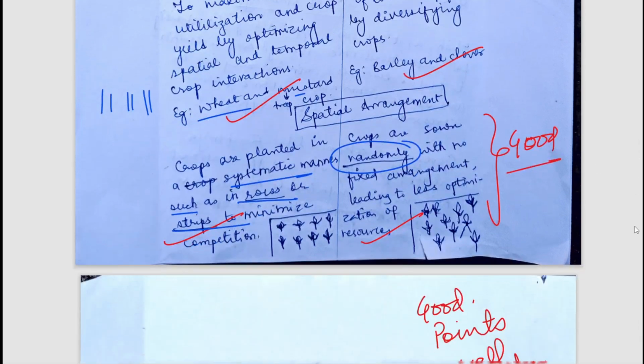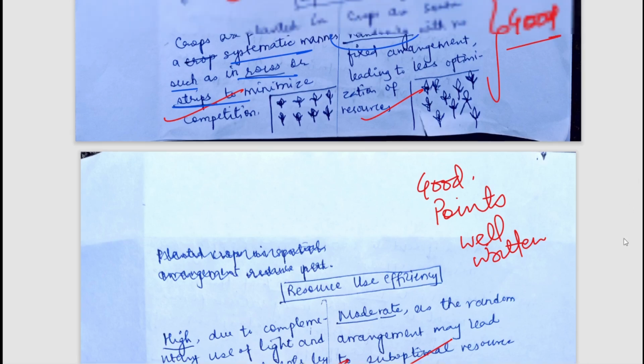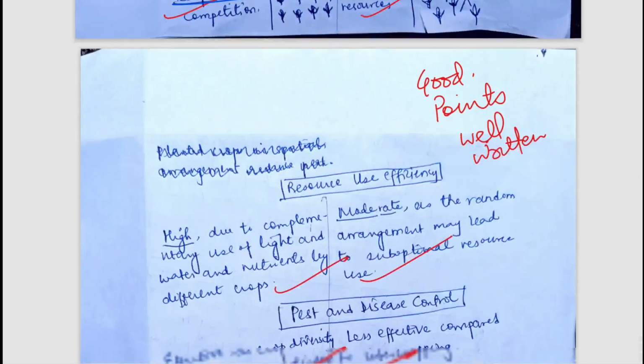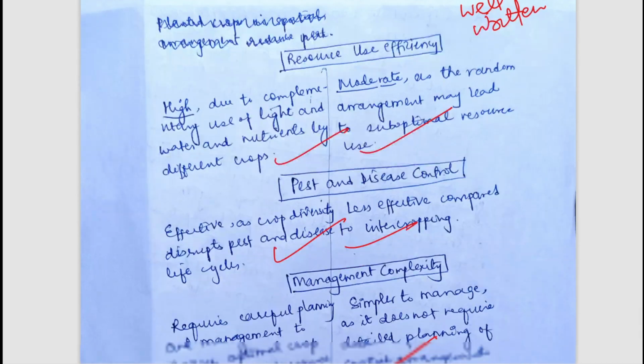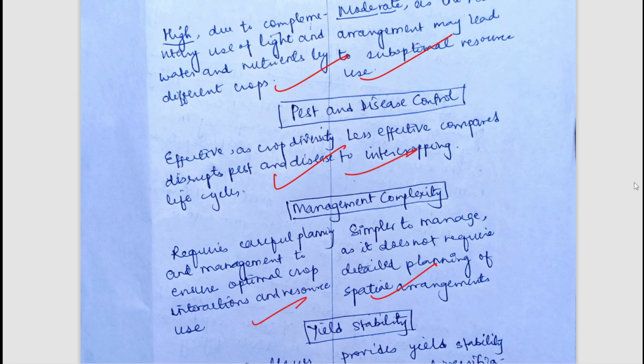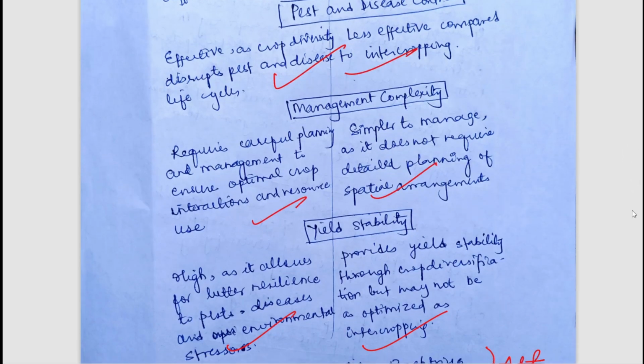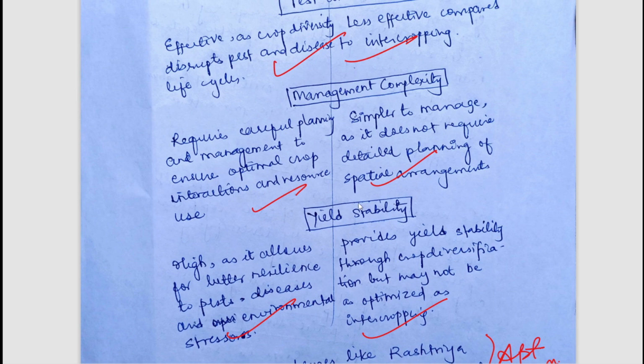So there is nothing specific. It is just random, and all the other points are related to that basic point. If you know that basic point, you can create other points too, such as field operations. The mechanical operations will be easier in intercropping because of the fixed rows and patterns, while they will be difficult in mixed cropping because it is random. There is nothing fixed. So you can pause the video and read the answers.